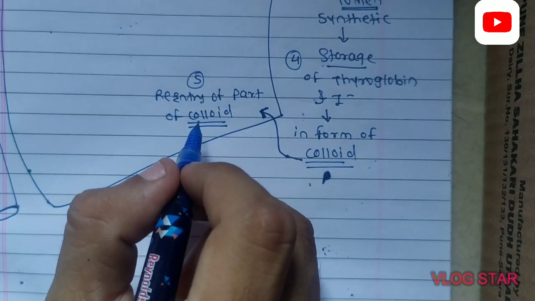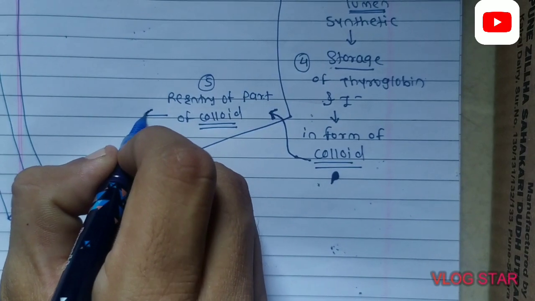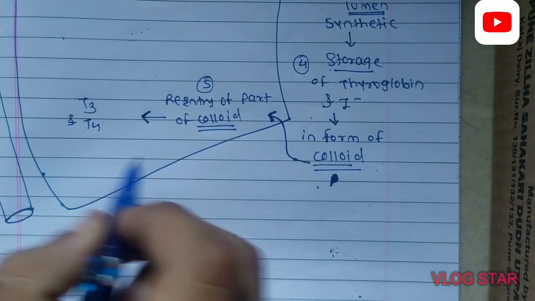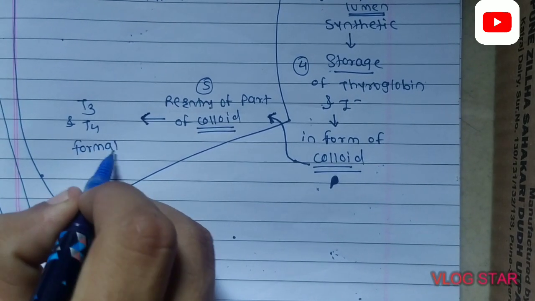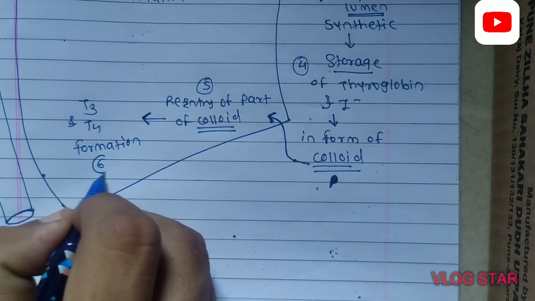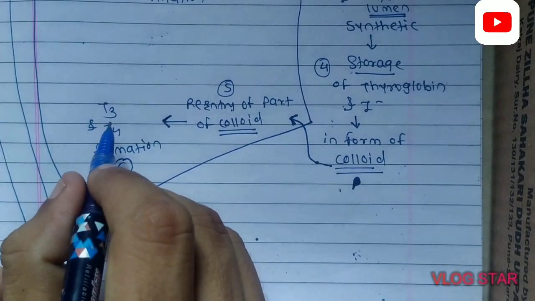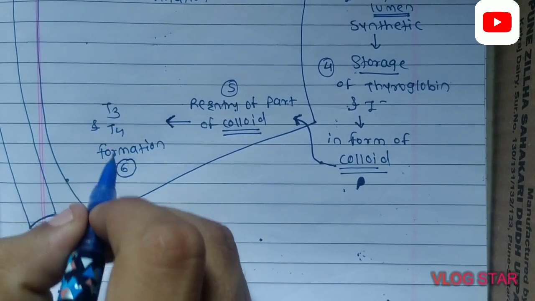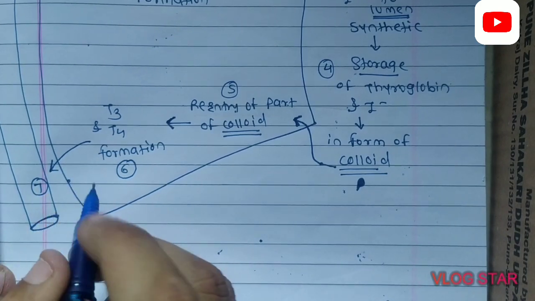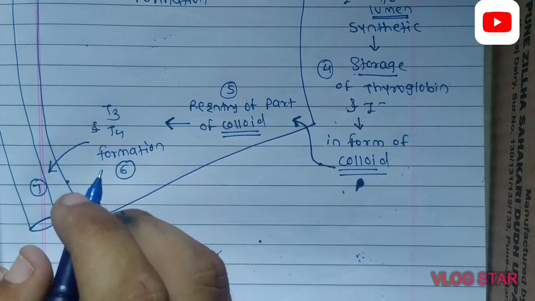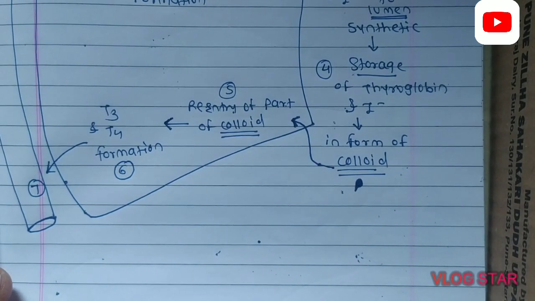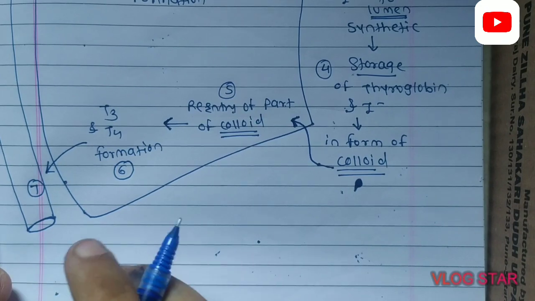From this colloid, the sixth stage is the formation of T3 and T4. There is a formation of T3 and T4, and this T3 and T4 again get secreted into the blood circulation. So this is the seventh stage: the release of T3 or T4, that is, the thyroid hormone, again into the circulation.